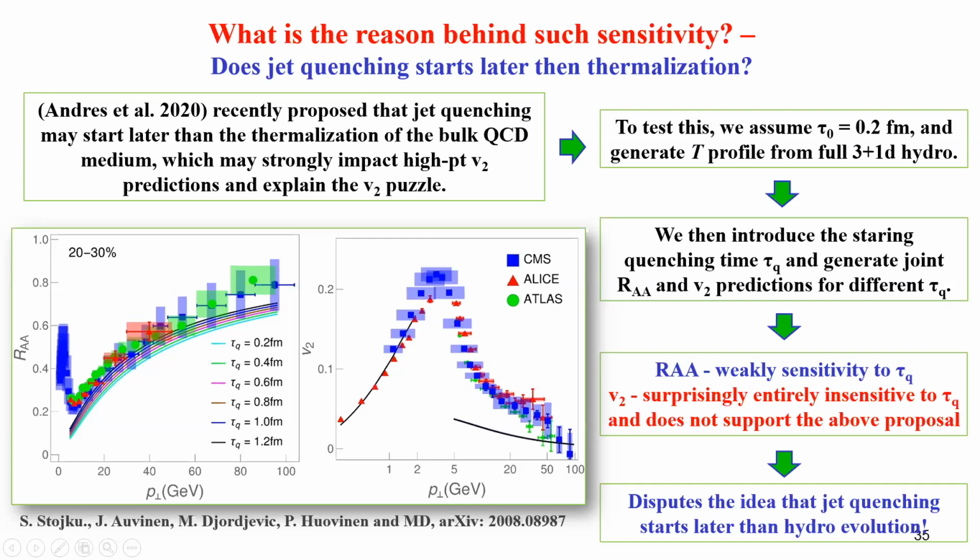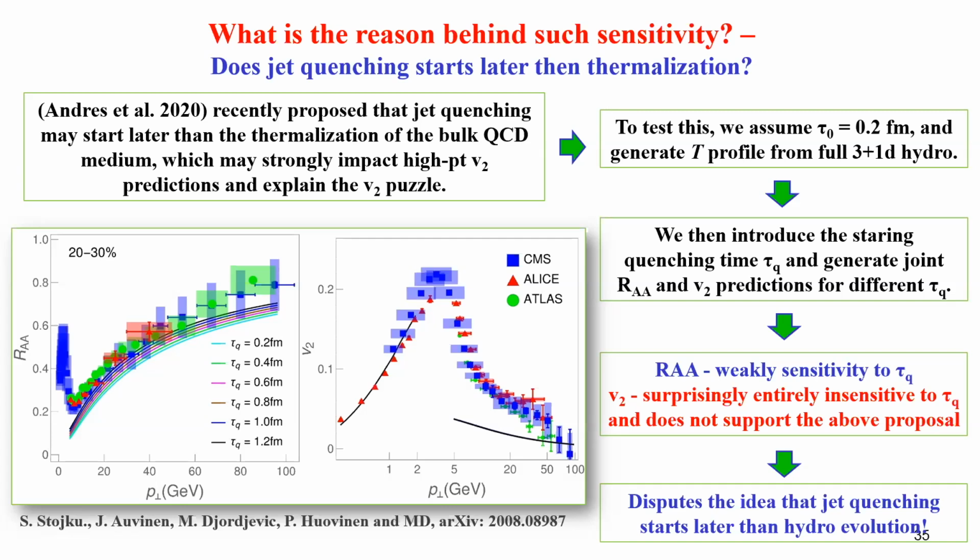And then we test how these predictions will look for RAA and V2 by using this later quenching time. And by looking at this, we see that RAA is weakly sensitive to changing this thermalization time, but on the other hand, V2 is surprisingly entirely insensitive to these different quenching times, and consequently does not support this proposal that jet quenching can start later than thermalization.